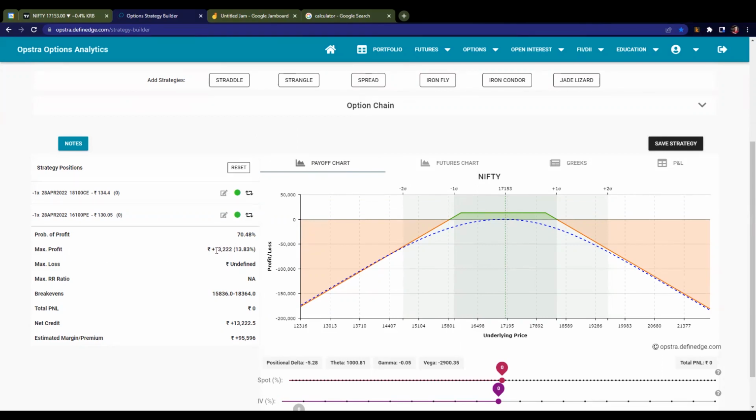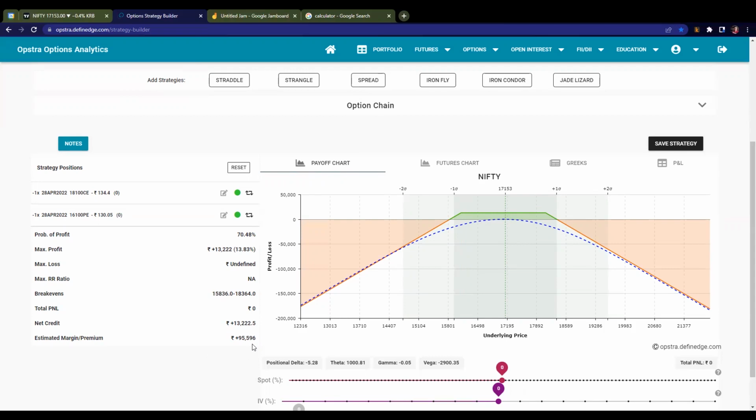For maximum profit, you see that is 13,200. Maximum loss is undefined because you don't have a hedge. Break-evens, this is the important part. The break-even is 15,836 on the down side, and on the up side it is 18,364. This one and this one. And the estimated margin required is around 95,000. Let's give it 1 lakh, right? Maximum profit 13,222 on 1 lakh, easy calculation, 13.2%, right?